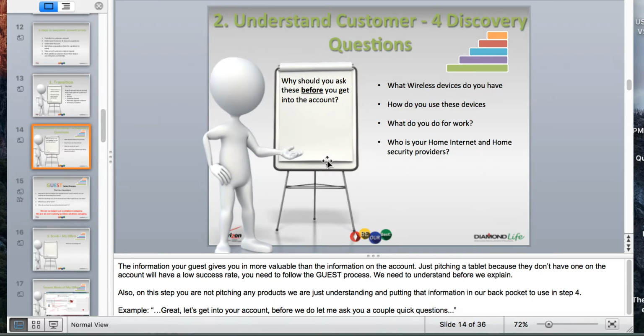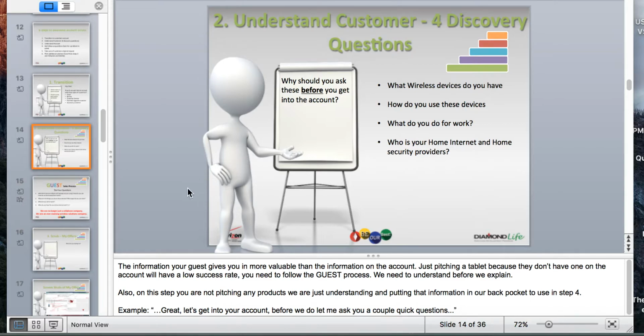Okay, step number 2 is to understand the customer. So we've just asked permission to get in, or excuse me, we have not asked permission. We've gotten into the account, or we have assumed access to get into the account. But before we do, we need to ask our 4 discovery questions found on our bubble sheets. So the question you want to ask your reps is, well, why do we want to do that? We've just assumed to get access. We've transitioned from customer to account, but now I'm going to stop and ask the 4 questions.